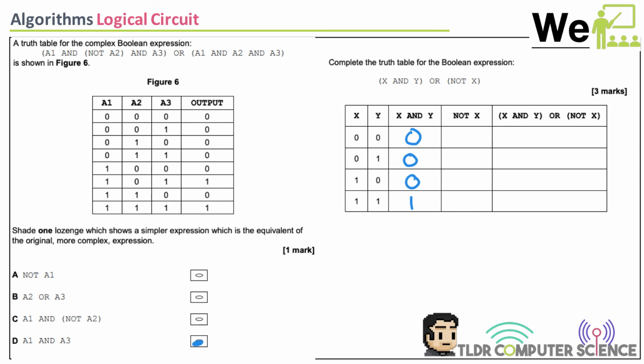Next one, not X. So not 0 is... give me the rest of them. 0. And then finally, this bit here, X and Y, or not X. Do you see that's X and Y, so it's that one. 0 and 0. The not X is here, so it's OR of these two. So what's this going to be? 0 or 1 will get you... I knew that. Because remember, with the OR gate, what's the one special case?